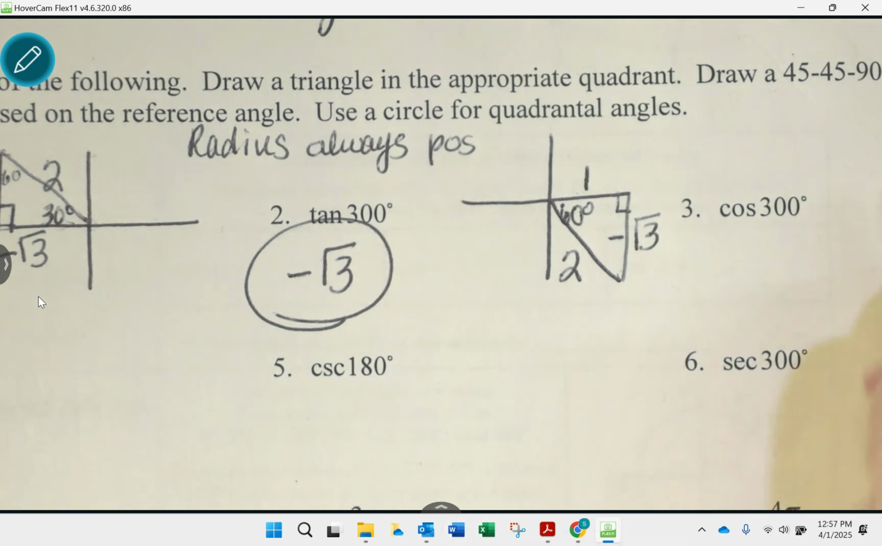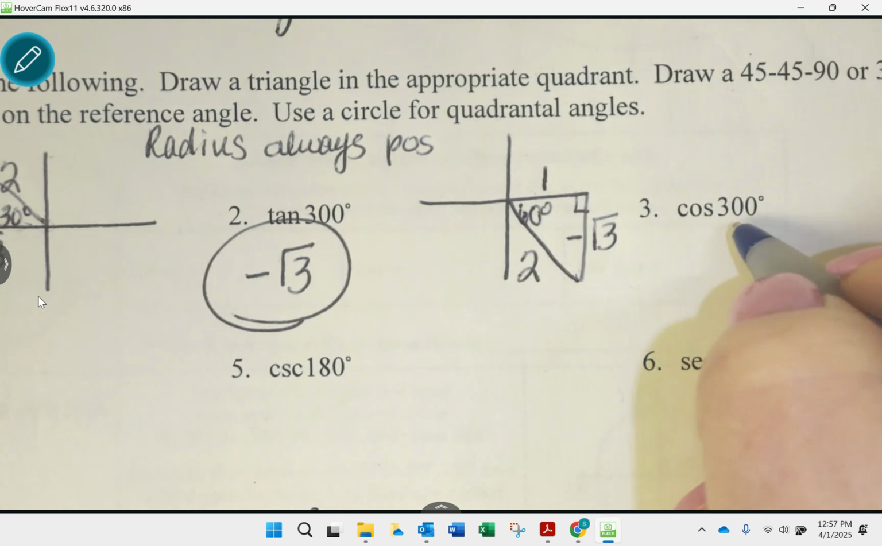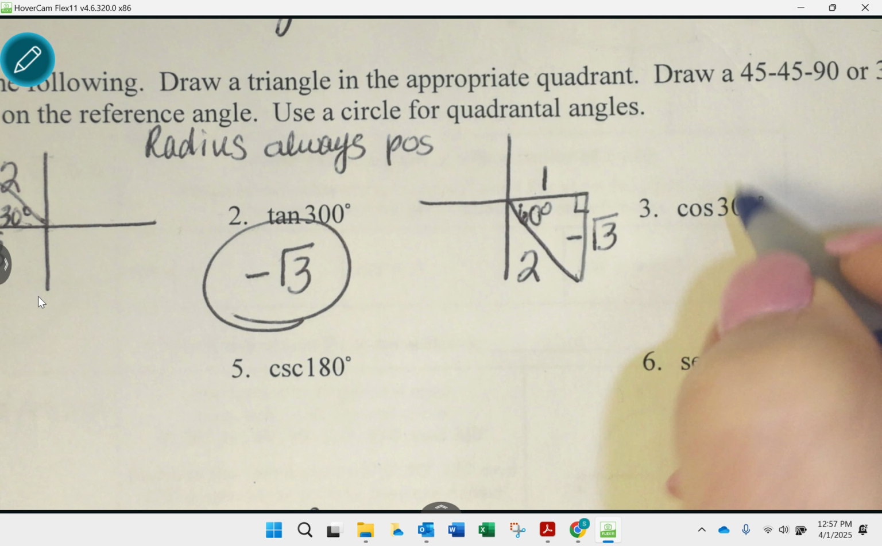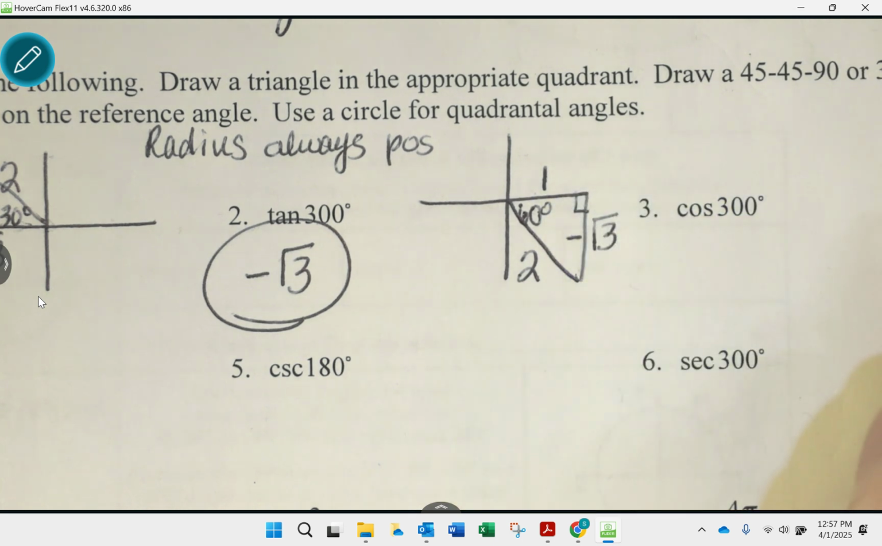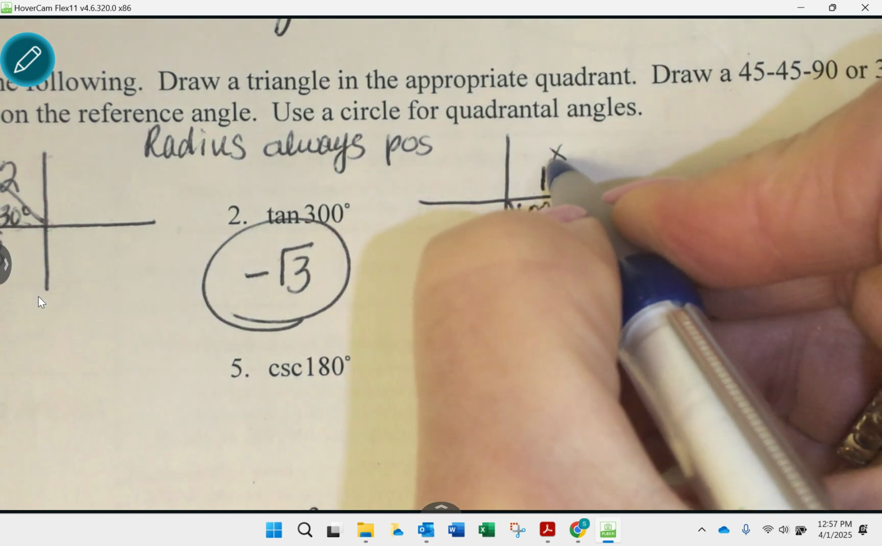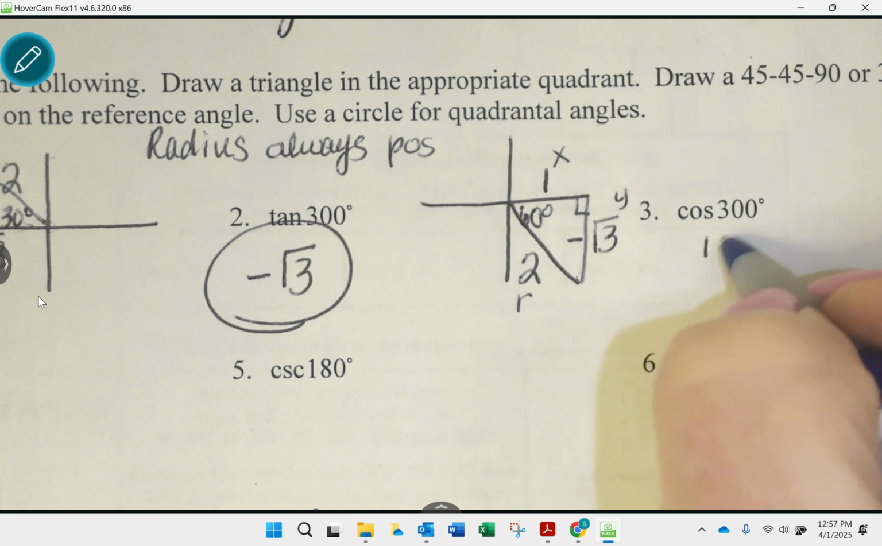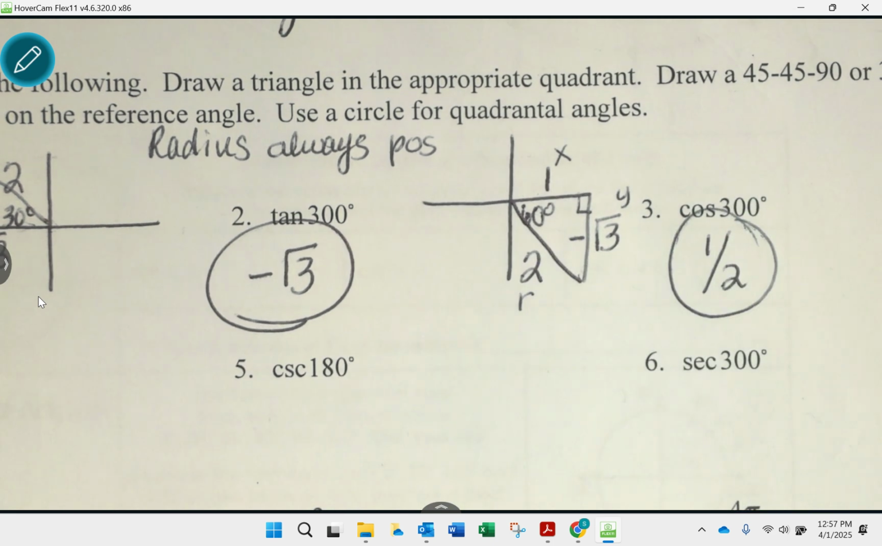All right. Michael, what'd you get for the cosine of 300? It's x over r. Nope. This is x, this is y, this is r. 1/2. Did some of you get 1/2? Okay.